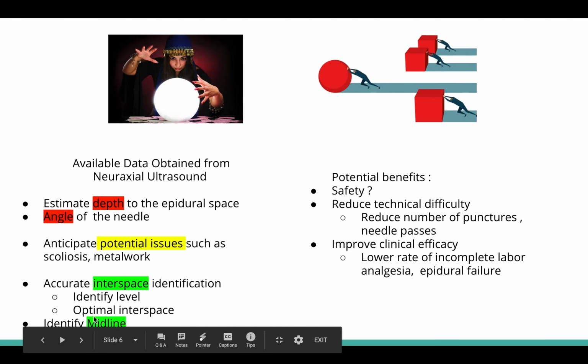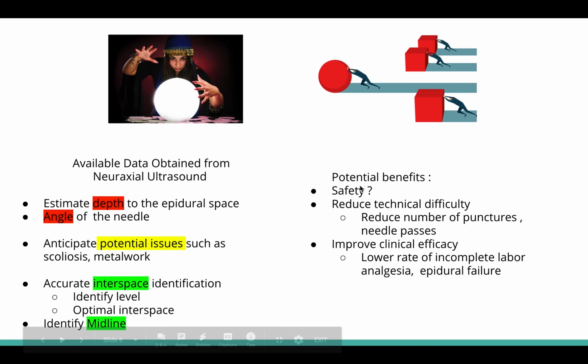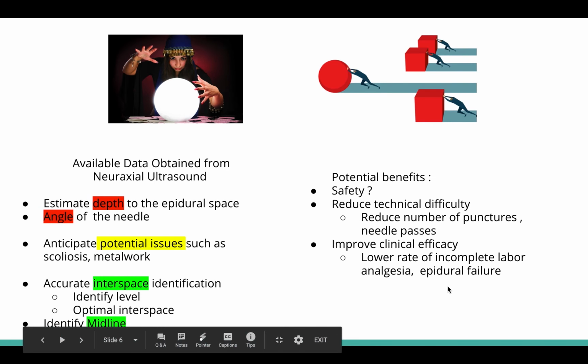So what does all this information translate to? It's hard to prove that ultrasound improves safety because injury to the spinal cord is pretty rare to begin with. But there's some evidence showing that ultrasound reduces the technical difficulty. It helps reduce the number of needle punctures and needle passes, and it has also been shown to improve the clinical efficacy. It lowered the rate of incomplete labor analgesia and epidural failure.